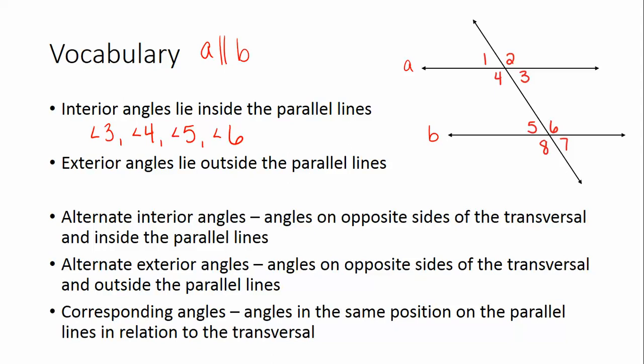Exterior angles do the exact opposite. Exterior angles lie outside of the parallel lines. So now we're talking about the two angles above the parallel and the two angles below. So that's angle 1, angle 2, angle 7, and angle 8. 1, 2, 7, and 8.